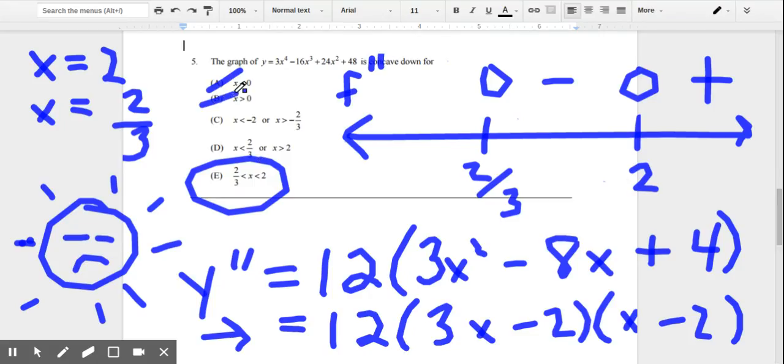We can get rid of A and B because we have nothing to do with 0. Negative 2 doesn't work for us. That wasn't even a possible point of inflection. And D doesn't work because we know when x is greater than 2, this didn't work for us. This was concave up there. So again, when our second derivative is negative, we know our function to be concave down. So the correct answer here is E.